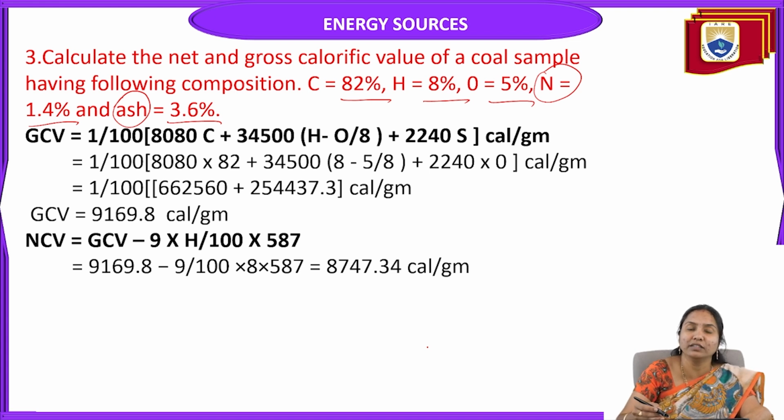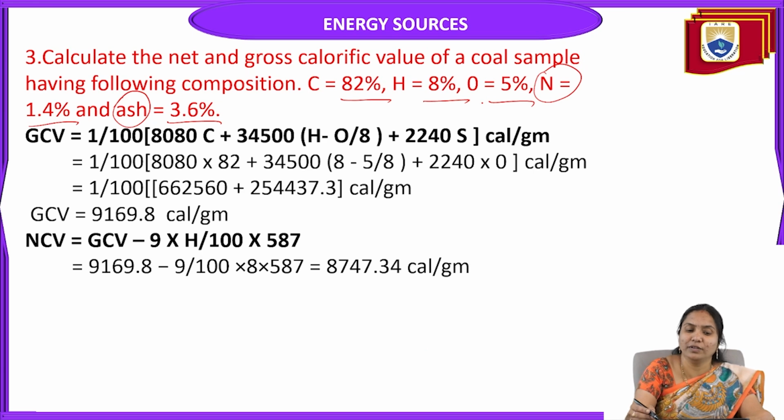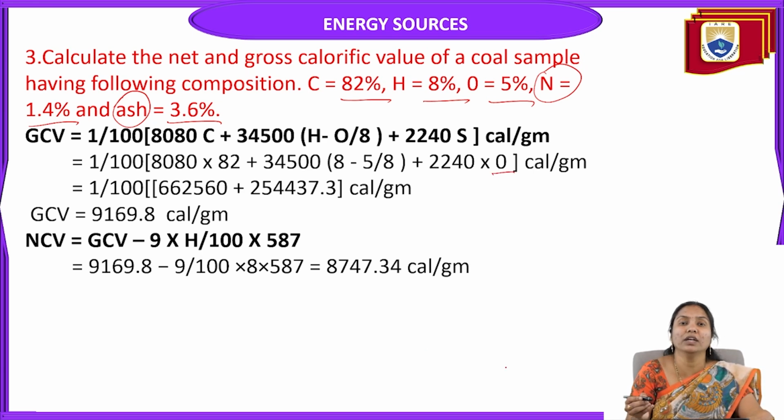So in this formula we can substitute only the percentage of carbon, hydrogen, oxygen and sulfur. Here sulfur data is not given, so we can take 0. So now we can calculate the gross calorific value and net calorific value of the given fuel.